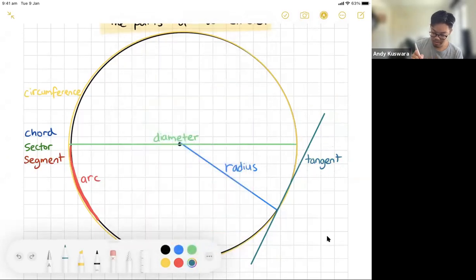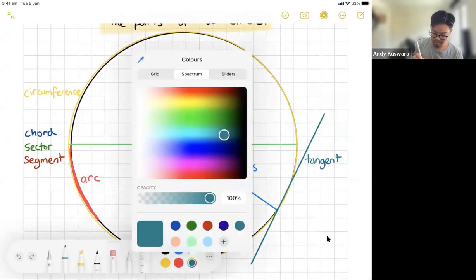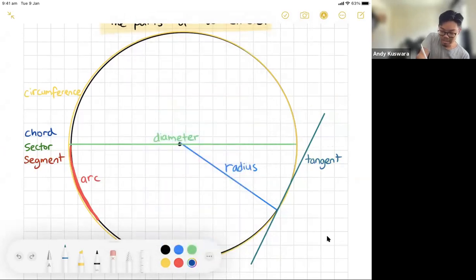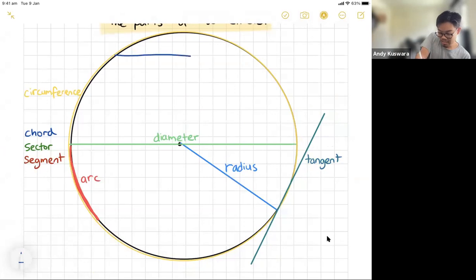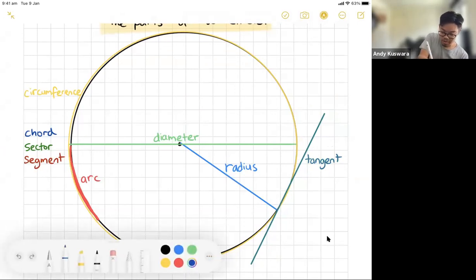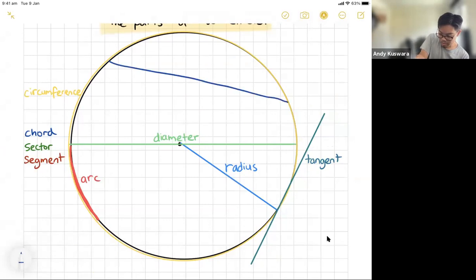But let's take a look here. Just excuse me while I try to figure out my iPad. A chord is basically any line that goes from one side of a circle to the other, but it doesn't pass through the center. So that could be a chord. I could draw another one that goes like this. As long as it goes from one side to the other, that there is what you call a chord.